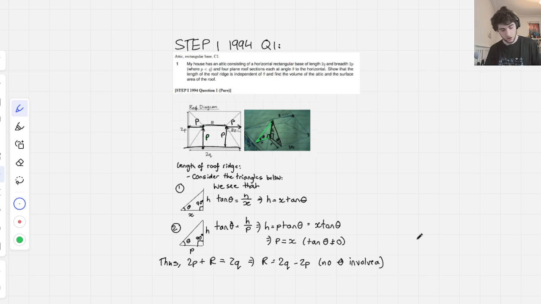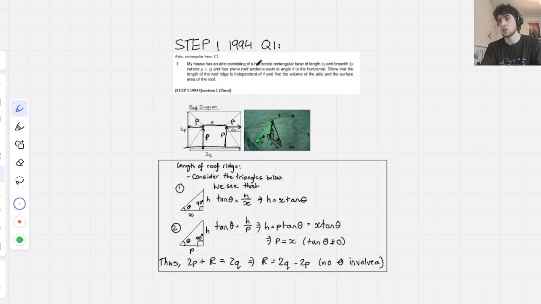In the second part of the question, we want to find the volume of the attic, right? So they asked us, show that the length of the roof ridge is independent of theta. So we've done that, and find the volume of the attic. Okay, well the volume of the attic is a little bit trickier, and it relies on this slicing technique. Effectively, all you need to do is slice the roof. So you can see here there's a cross section of the roof. Effectively, they just take a cut from the roof at this particular point here. So if you just had a knife and you were able to slice the roof, you could cut it there, right?